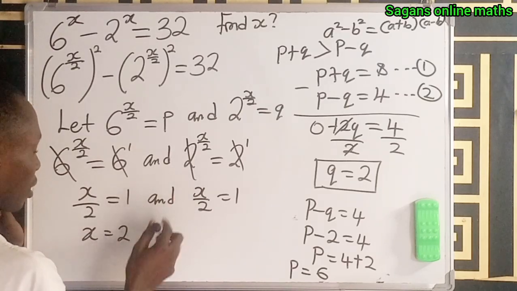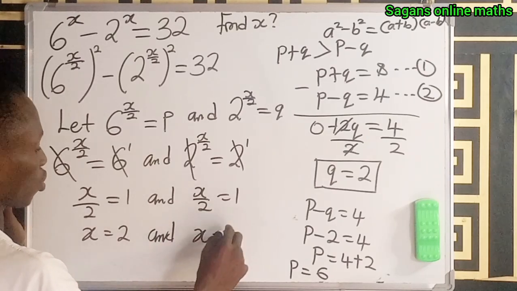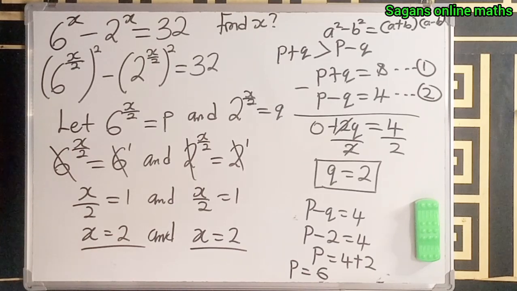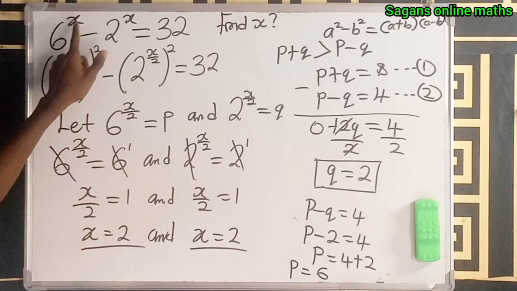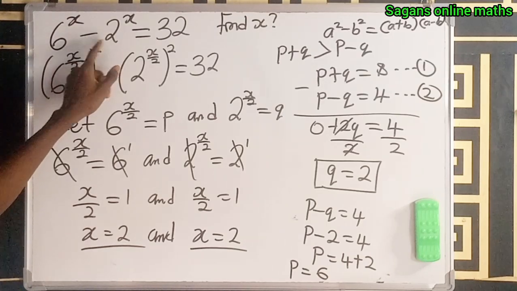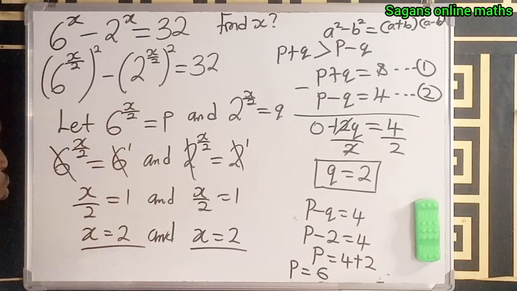Can we use the other one? Yes, and by cross multiplying, our x is also equal to 2. This is the only value of x that satisfies this equation. We know if x is 2, if we put 2 here, 6 to the power of 2 is 36 because 6 times 6 is 36. Minus 4, 36 minus 4 will give us 32. So we are correct, and this is a beautiful solution to this particular problem.